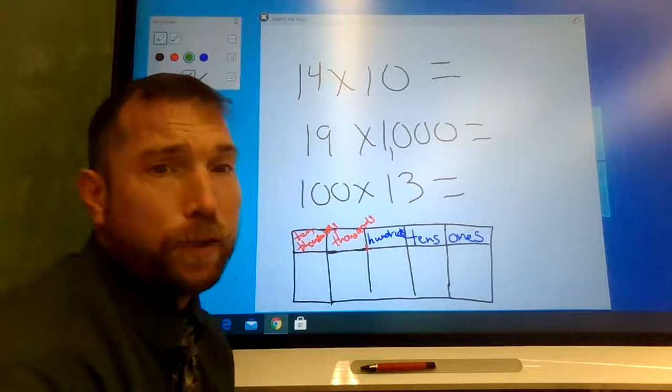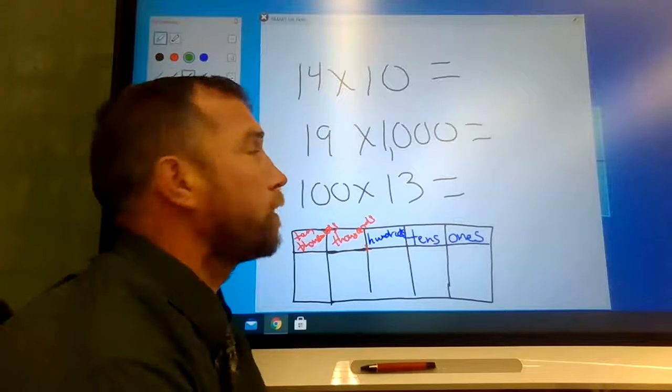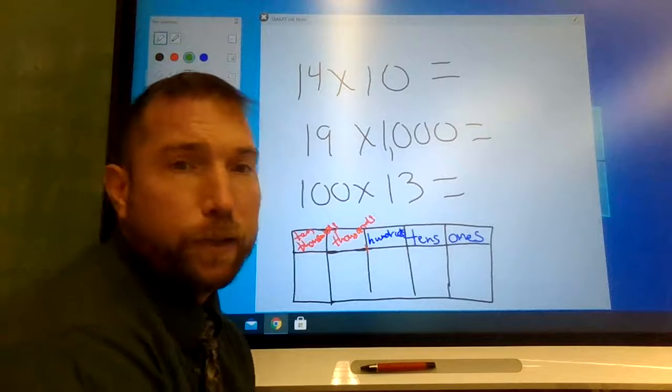I'm trying to see if this is any better with the lights on or lights off in terms of the glare. So we'll be able to kind of test that out tomorrow.